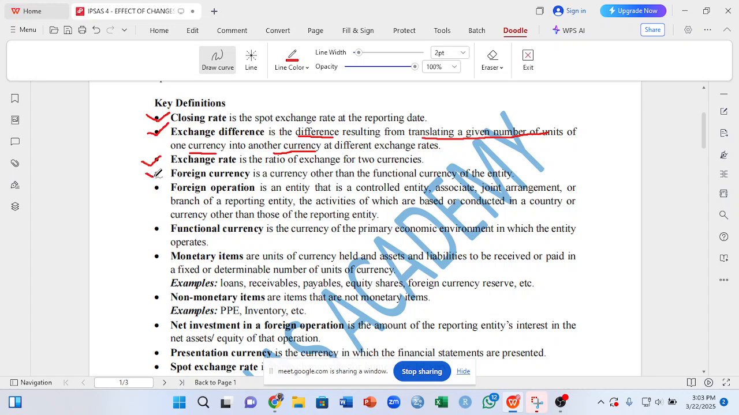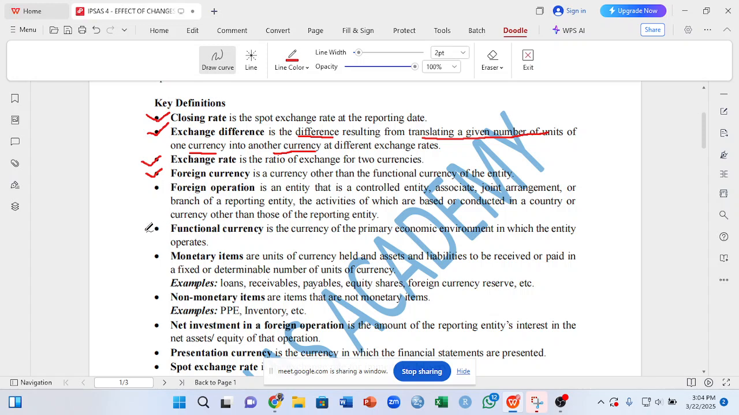Now, foreign currency. Foreign currency is the currency other than your functional currency. So the functional currency is the primary currency you are using. So the foreign currency is the currency other than the functional currency. So in an exchange rate, you should always be able to identify the functional currency and that of the foreign currency.